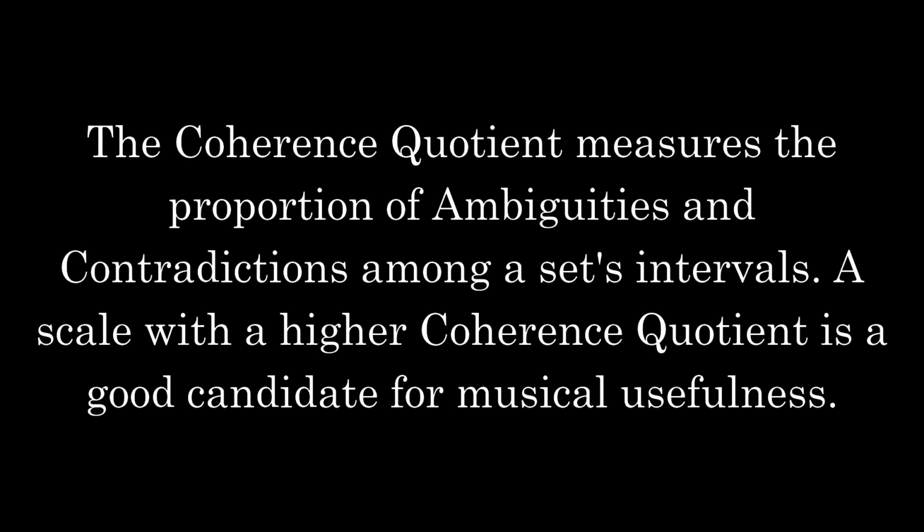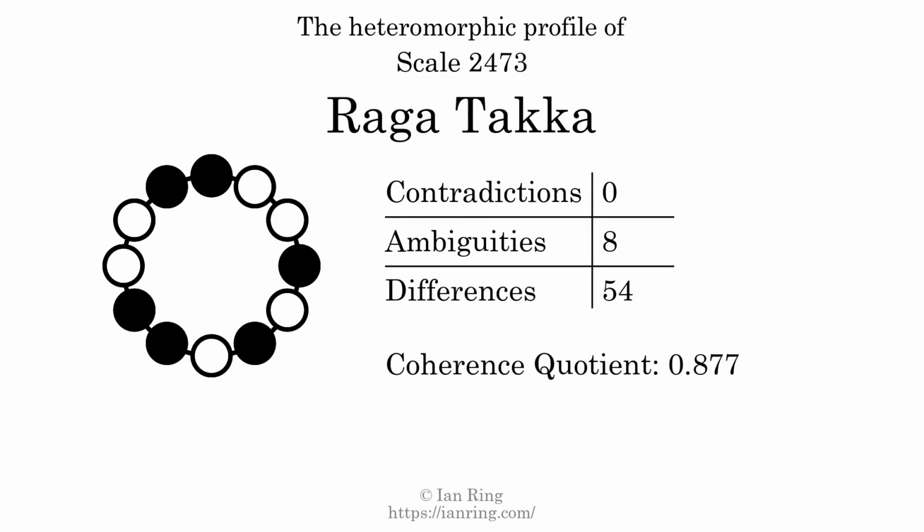The coherence quotient measures the proportion of ambiguities and contradictions among a set's intervals. A scale with a higher coherence quotient is a good candidate for musical usefulness. The coherence quotient is 0.877.